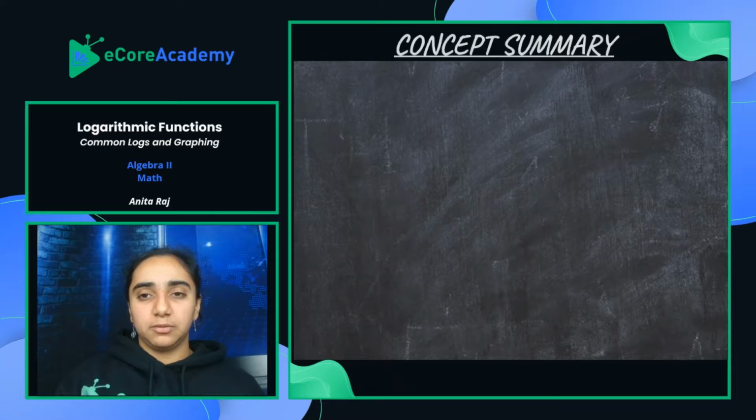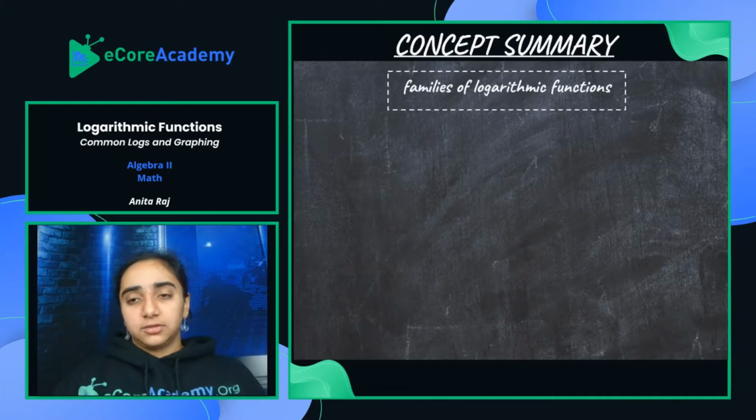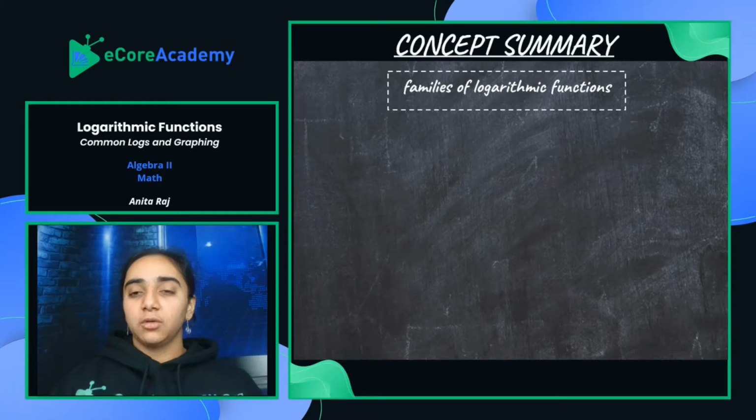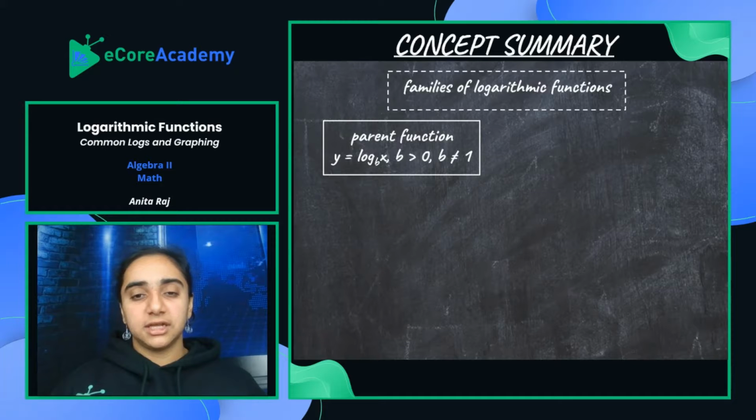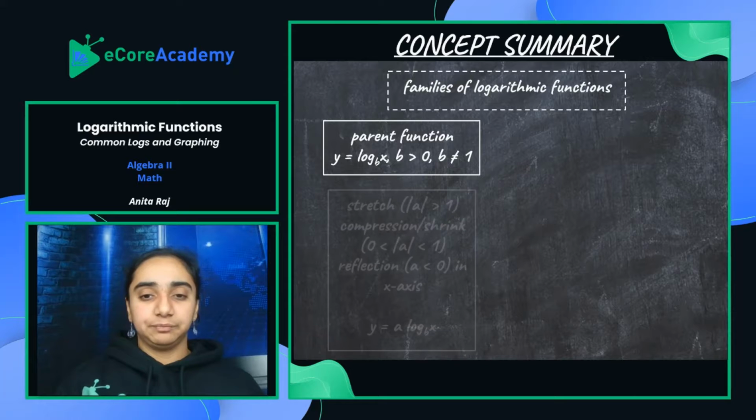Next slide, we'll talk a bit more about the concept summary. So we'll be talking about families of log functions. Whenever we talk about a parent function, we're always talking about function families. In this case, we'll be looking at the log function family. The parent function, as we said, is y equals log base b of x. Our base has to be greater than 0, cannot be a negative number, and b cannot be equal to 1, because 1 raised to any exponent is just going to be equal to 1. So those are the criteria.